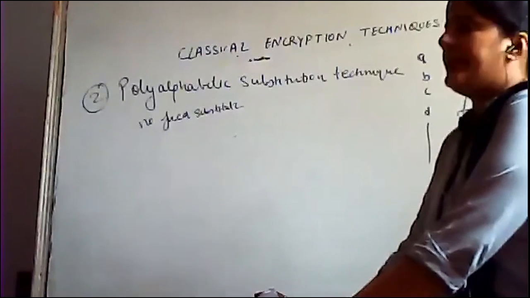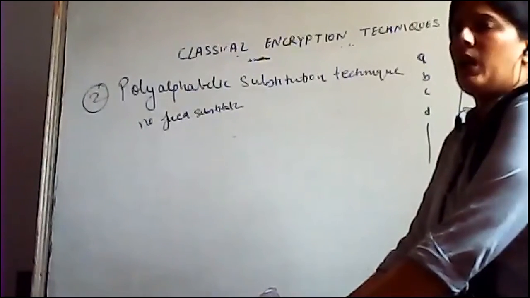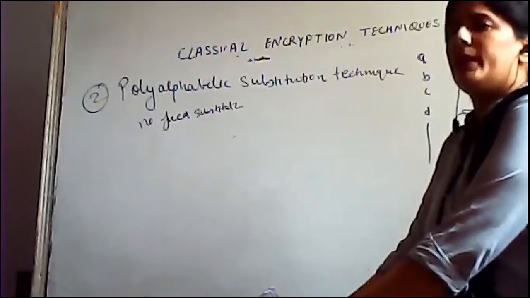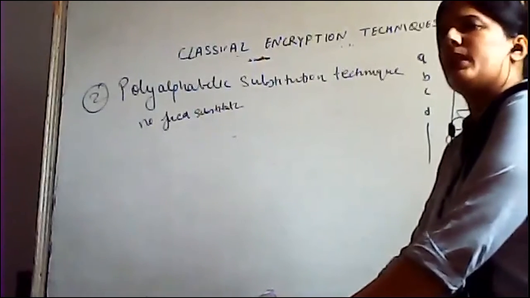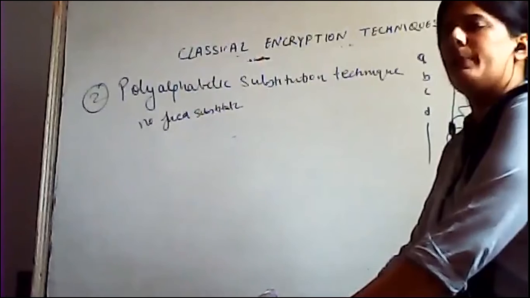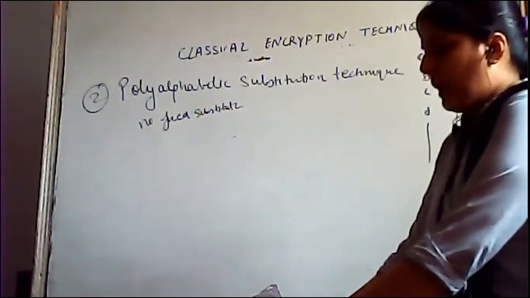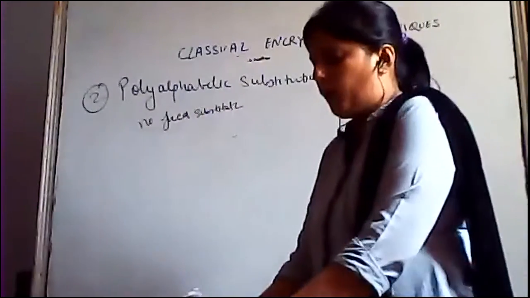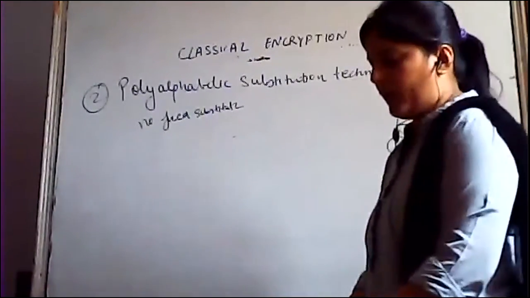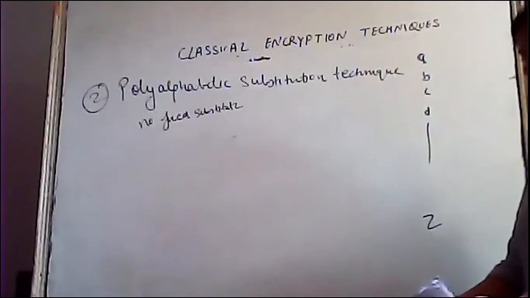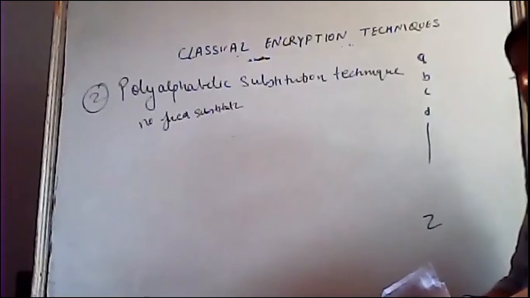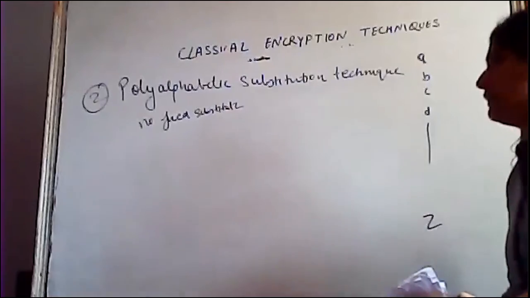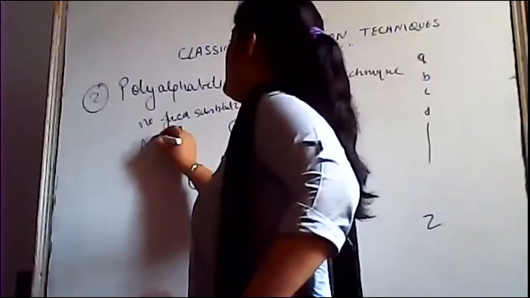Okay, so in that particular case, you have seen that every time that particular alphabet is repeated, it will be represented with the same character that we have mentioned. But in polyalphabetic substitution, each occurrence of a character may have a different substitution. That means we can use more than one substitution for the same letter. So again, I will take that example.